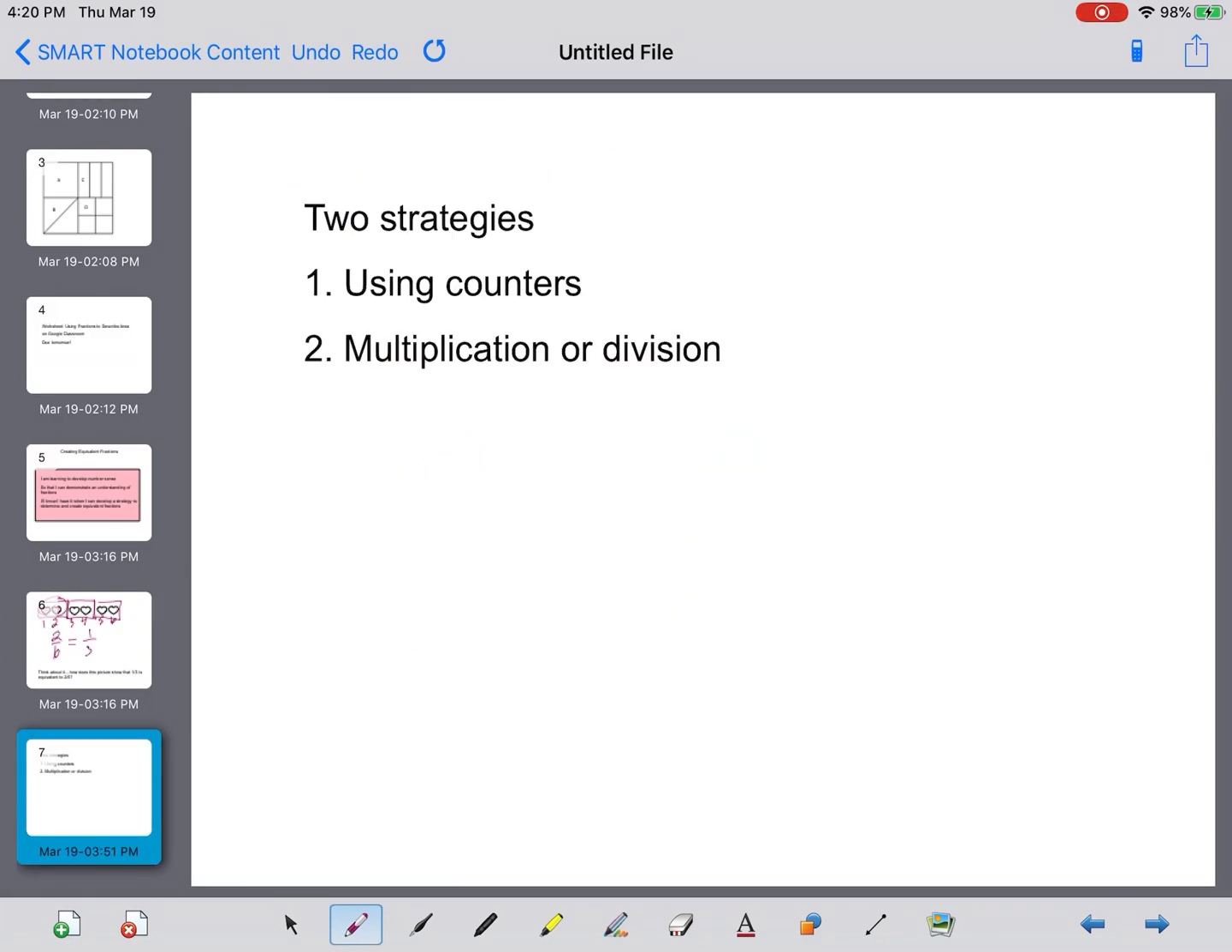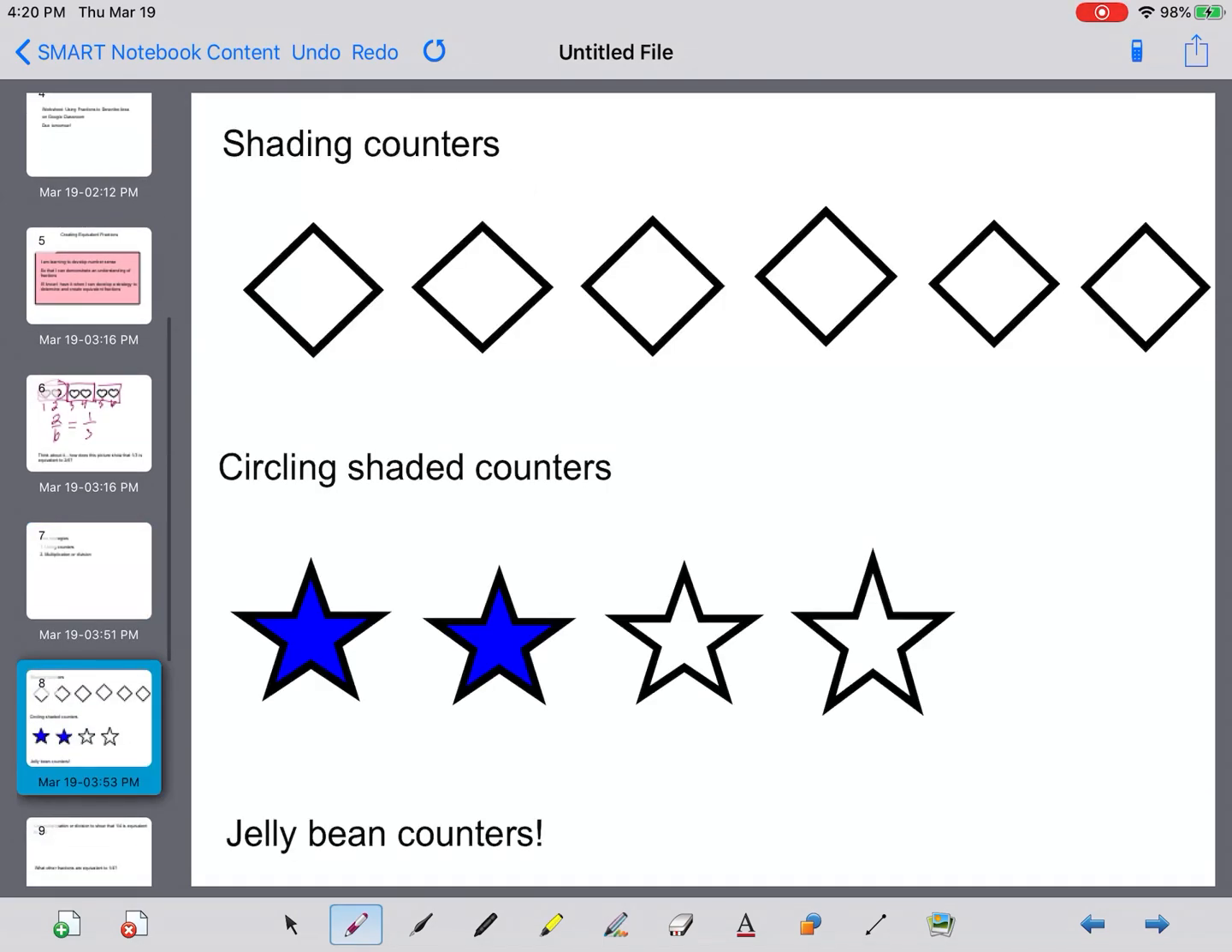I'm going to show you 2 strategies today to determine equivalent fractions. The first one is going to be using counters, and the second one is going to be more useful for you probably in the real world because you're not always going to have counters with you, and that one is multiplication or division. So let's get started with that.